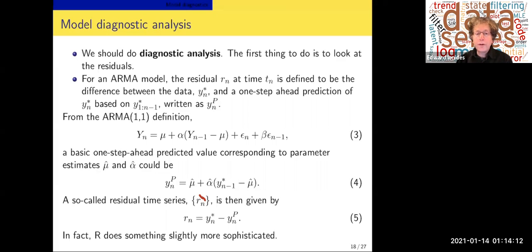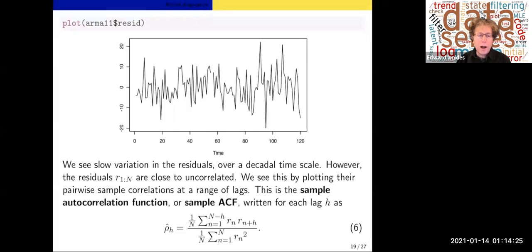So there are more sophisticated ways to define residuals, and actually R does something slightly more sophisticated, but it's essentially this. And now we can look at these residuals. arma1$resid gives you the residuals, and then you just plot them and you see what you get. So we still see slow variation in the residuals over a decadal timescale, but the residuals look fairly close to uncorrelated.